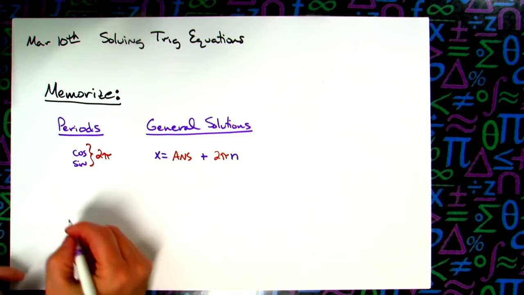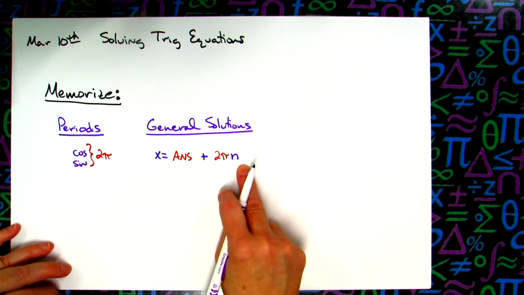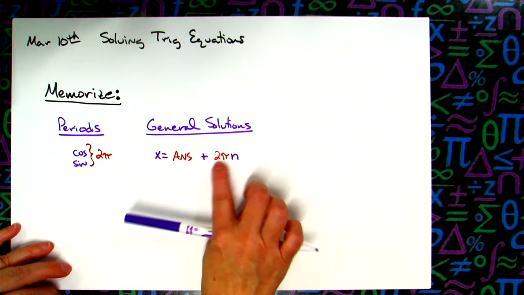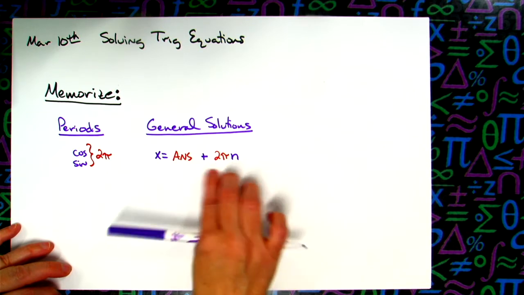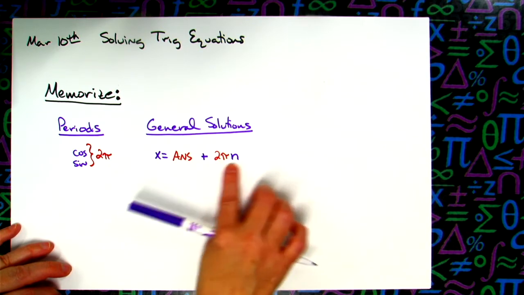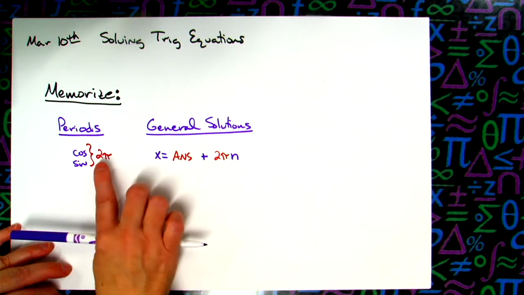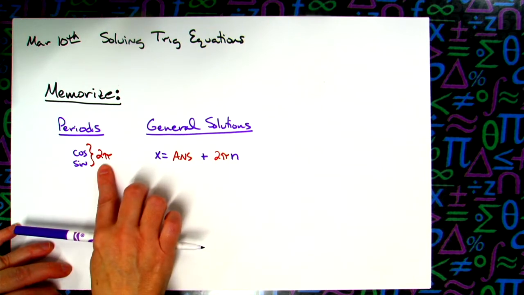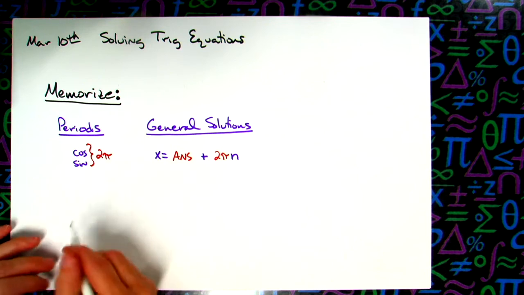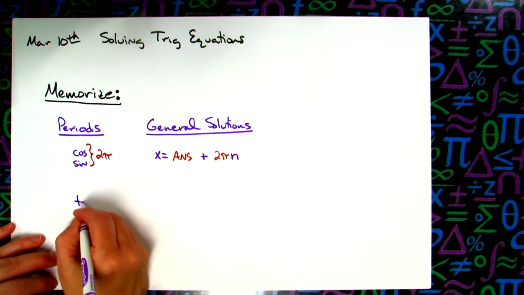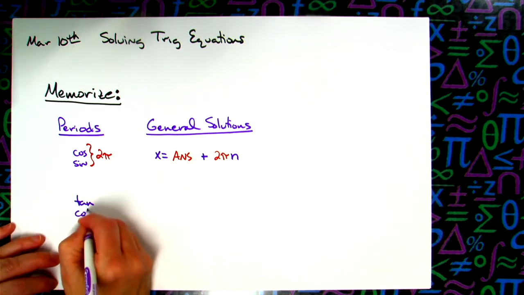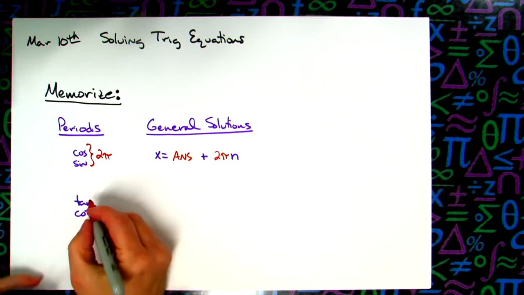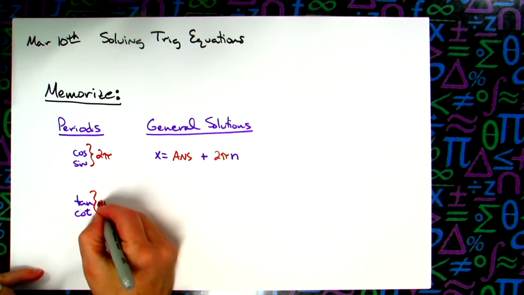So that's the form, and it doesn't matter whether you write 2n pi or 2 pi n. It doesn't matter, as long as those three things are there. And the 2 pi comes from the fact that the period of sine and cosine is 2 pi. Now your tangent and cotangent have a period of pi.